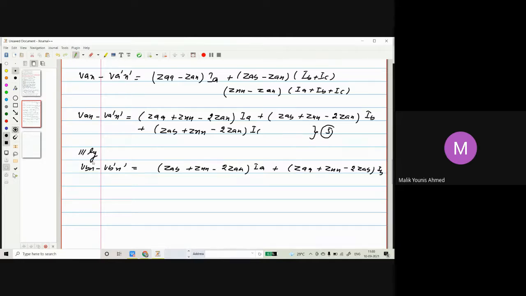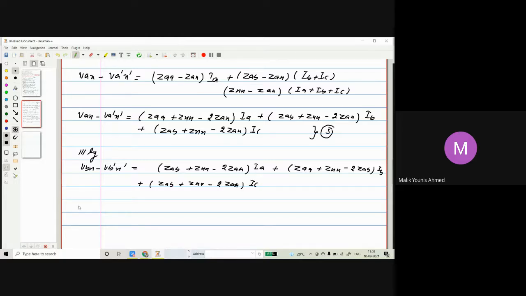Because we are talking about the phase B, phase B will have self impedance. Phase A here will have self impedance. Plus will be the same thing, ZAB plus ZNN minus 2ZAN into IC. So that will be the same.